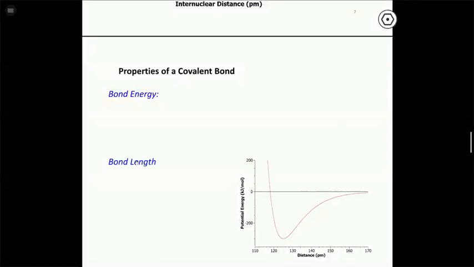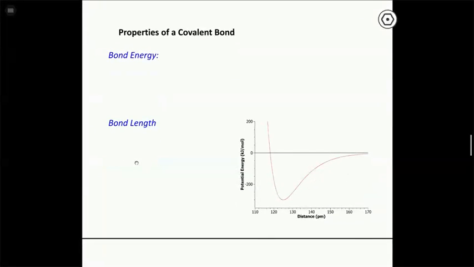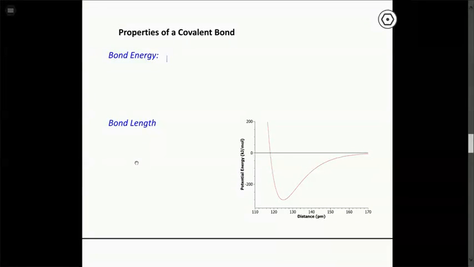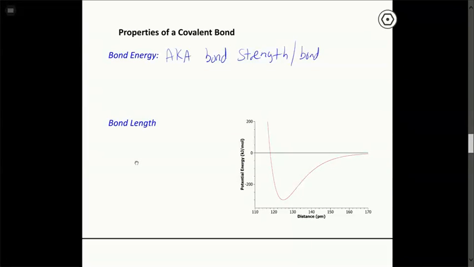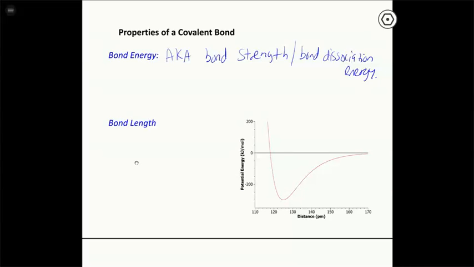As the name suggests, the bond energy is a measure of the energy of interaction between two atoms as they form a covalent bond. This will also be referred to as the bond strength, or you might hear it referred to as bond dissociation energy. All these things sort of mean the same thing. Basically, this is the amount of energy that's required to break two atoms apart when they're bonded to each other.